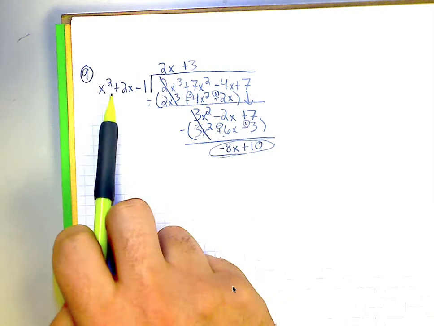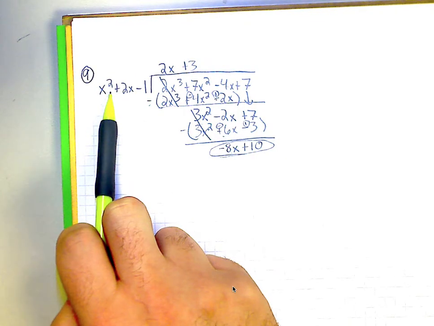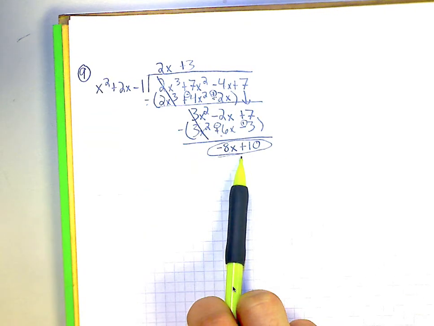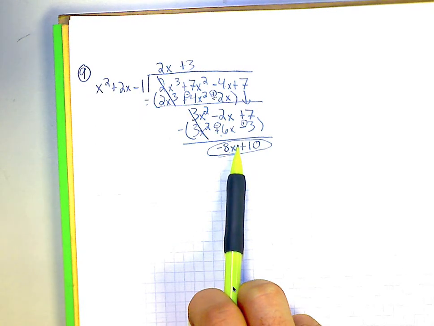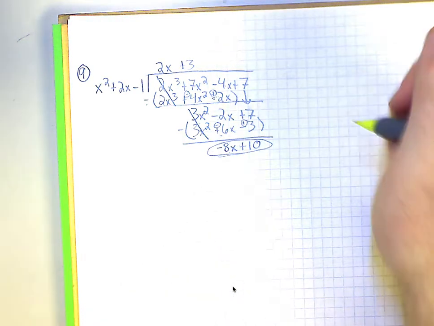So here my degree of the thing I'm dividing by, or that divisor, is an x squared, so it's degree 2. This here is just a degree 1. The highest exponent I have is a 1 on the x here. So I actually have to finish here. I can't do anything else. I just need to assemble my answer.